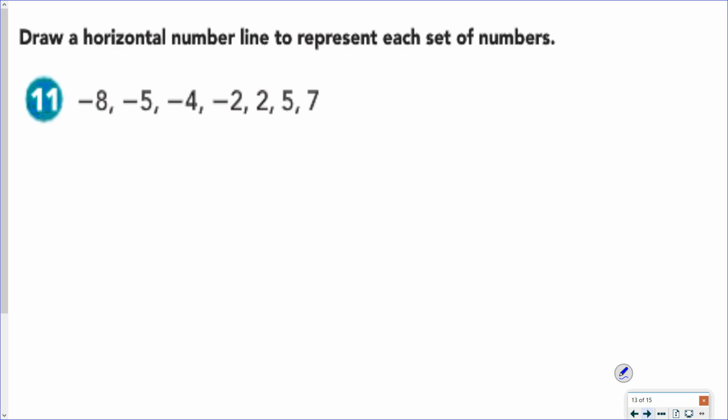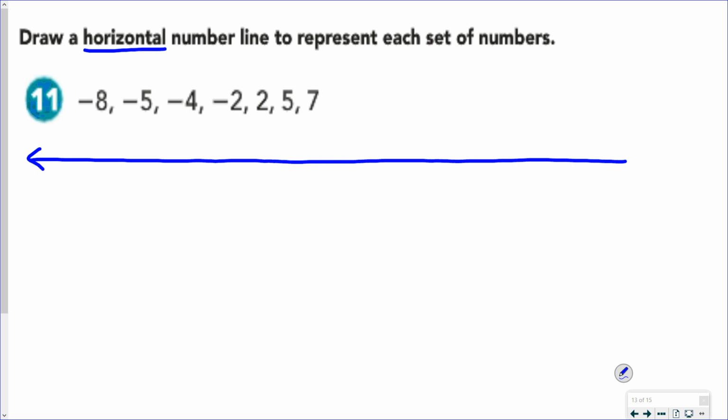All right, for number 11 here, I need to draw a horizontal number line to represent each set of numbers. So horizontal goes left to right. I start with my lowest value, and I start with negative 8. Now, once again, there's no consistent pattern, so I would include all those values between, but I do not label. So that's negative 8, negative 7, negative 6, negative 5, negative 4, negative 3, negative 2, negative 1, 0.